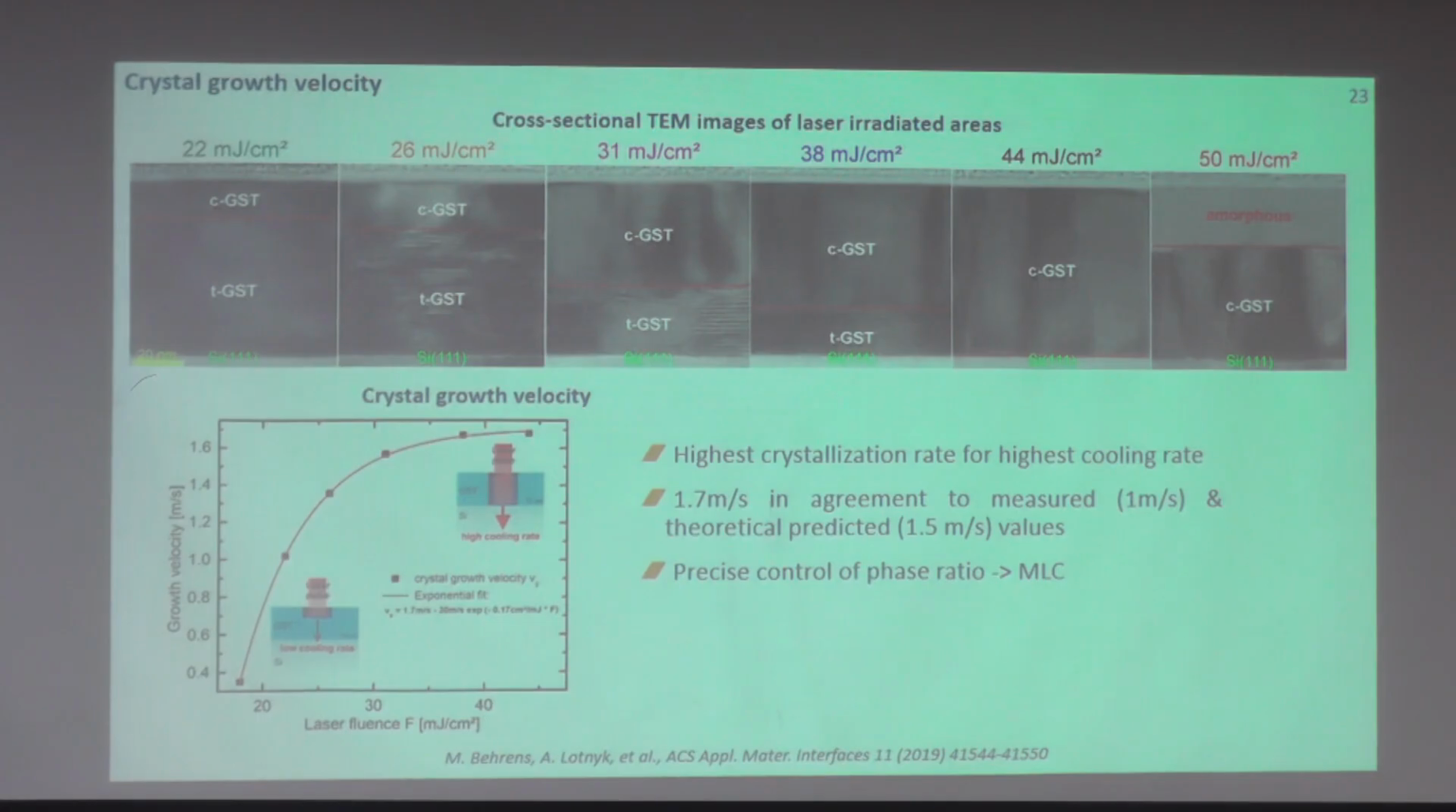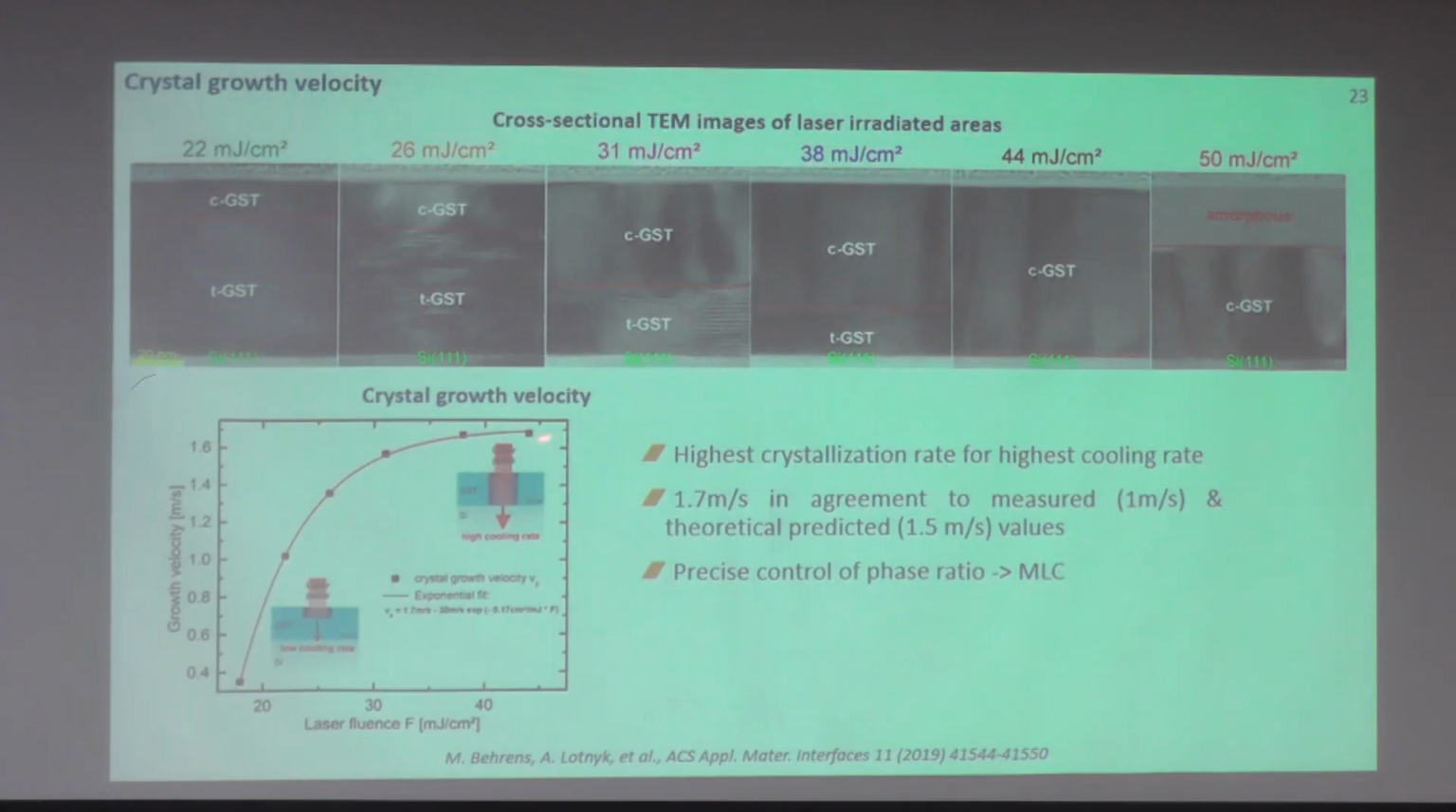meter per second. So why is there a difference between these two values, two different fluencies? We can explain it based on the cooling rates. For low laser fluency we have low cooling rates, for higher fluency we have higher cooling rates. So here we can maybe achieve the cooling rates needed for the amorphization process, like 10 to the 9, 10 to the 10 Kelvin per second.